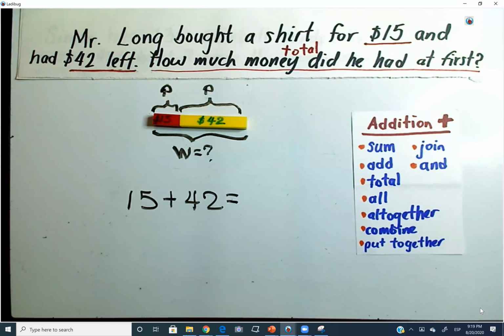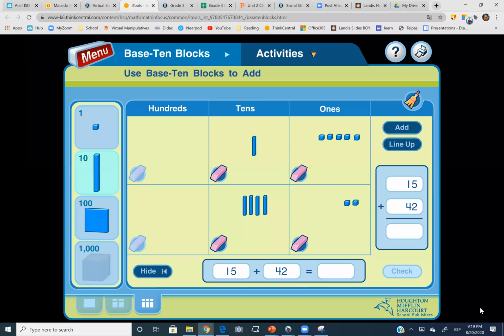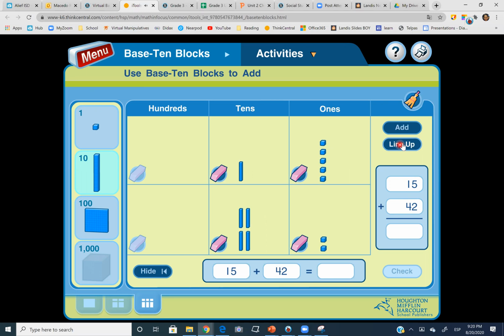Now let's represent this problem with the base 10 blocks. In this place value chart, we have represented the $15 and the $42. Now we have this in a number sentence and in an algorithm. Now remember, when we are adding, we always start in the ones, and then we're going to do the tens. Now we're going to line up the numbers first, and then we're going to add them. So remember, add means put them together. So let's put them together.